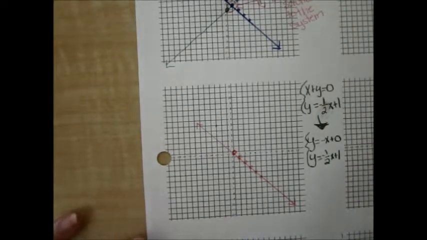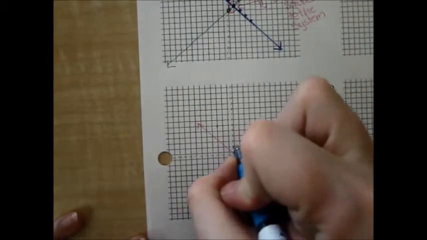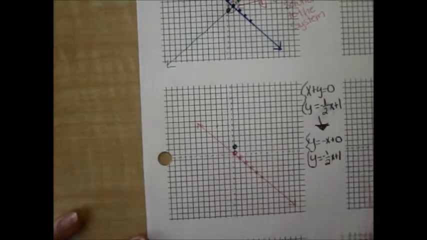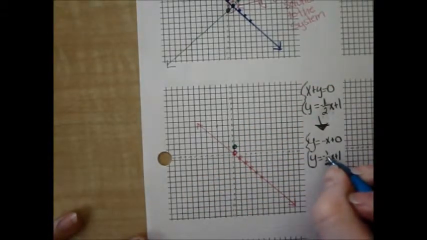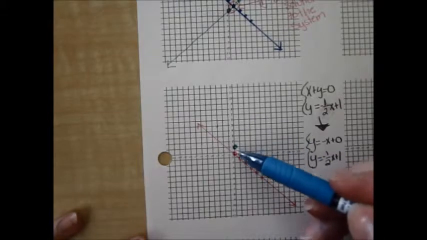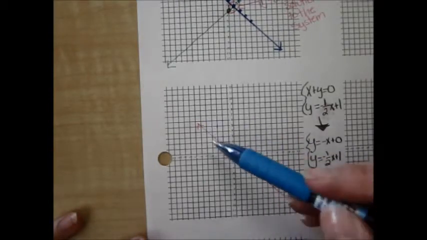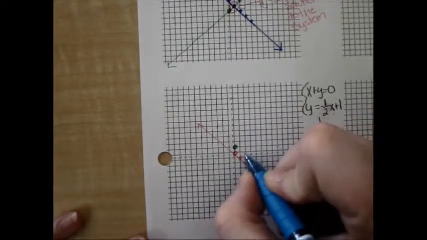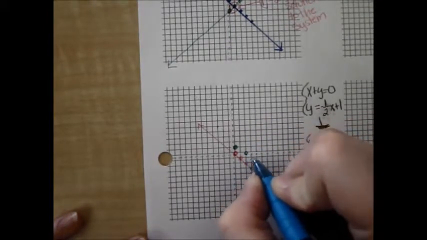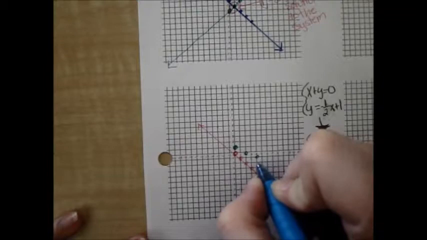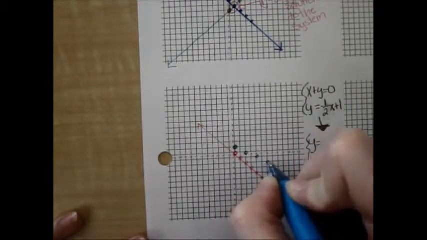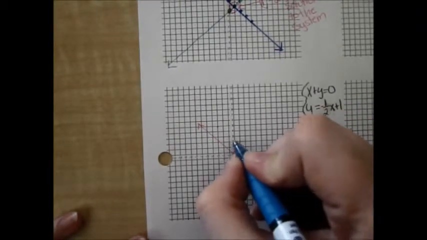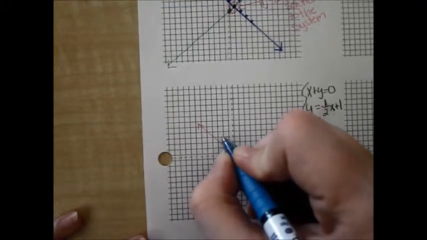Then my second line crosses at positive 1 and then has a slope of negative 1/2. So that means it's going to go down 1 and over 2, but it's still going to have a downward slope. Down 1 over 2, down 1 over 2. Then I'm going to go up 1, left 2. So now I'm going the opposite direction.